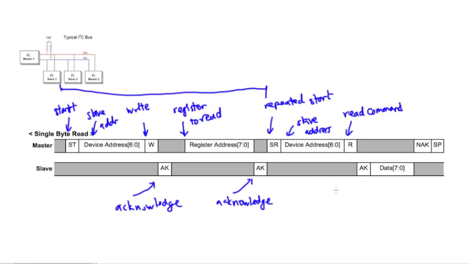Okay, so once the slave acknowledges it, it's then going to send out the data of that register. So this is the data from the register, which the master is then going to interpret. And once it interprets that, it's going to send out something called a not acknowledge.